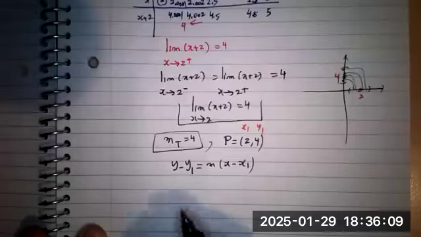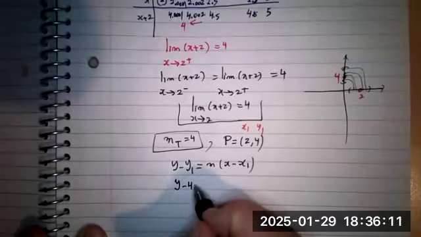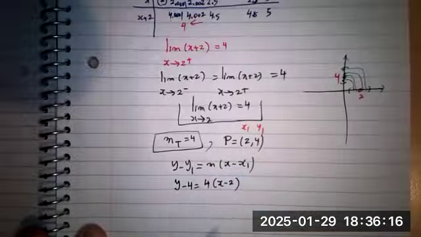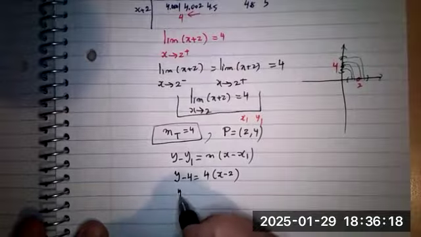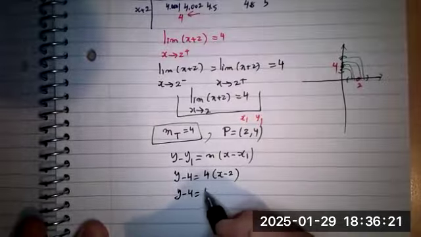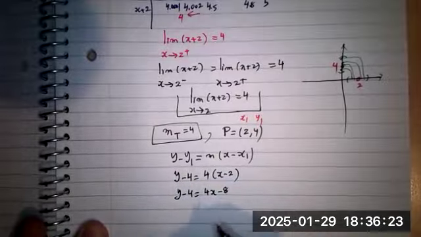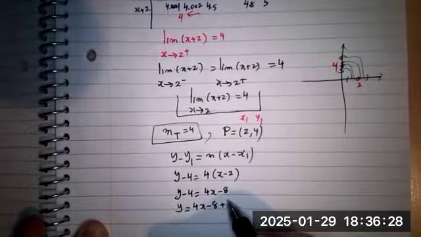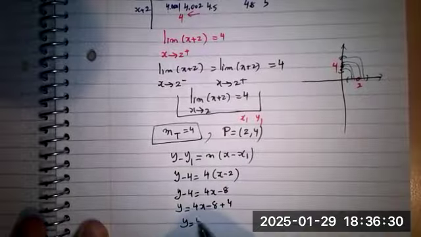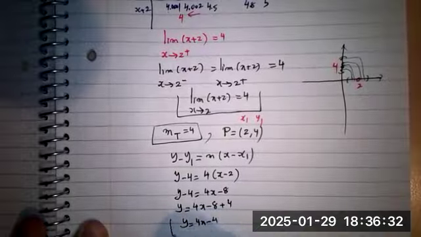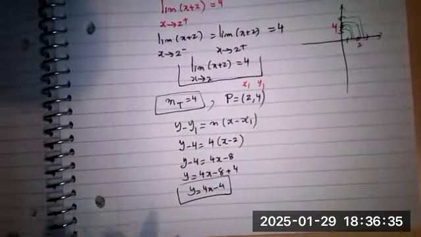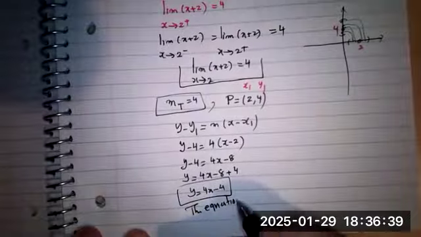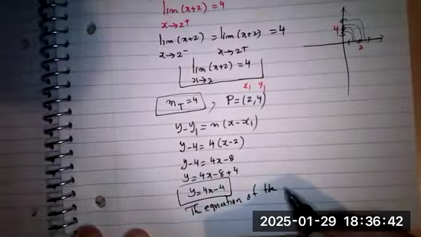Okay, if you substitute, that gives you y minus 4 equal to 4 times x minus 2. You have to simplify it. You multiply the 4 inside, it's going to be 4x minus 8. And so y would be 4x minus 8 plus 4. So y is equal to 4x minus 4. And that gives you the equation of the tangent line.